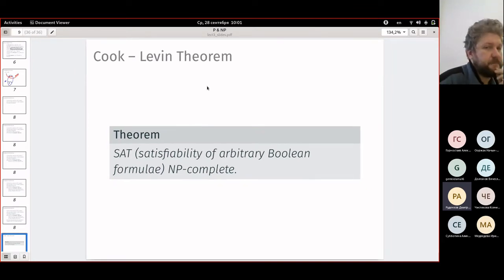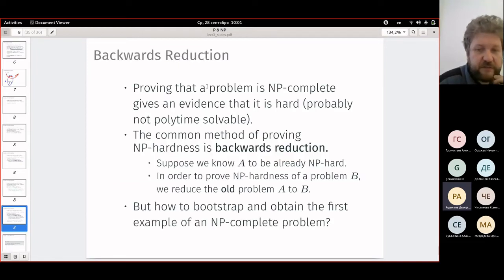Okay, question: how do you translate bootstrap? Bootstrap, well, it's the process to start a process. You see, what is the problem here? That having already one NP-complete problem, you can make another problem NP-complete, right?